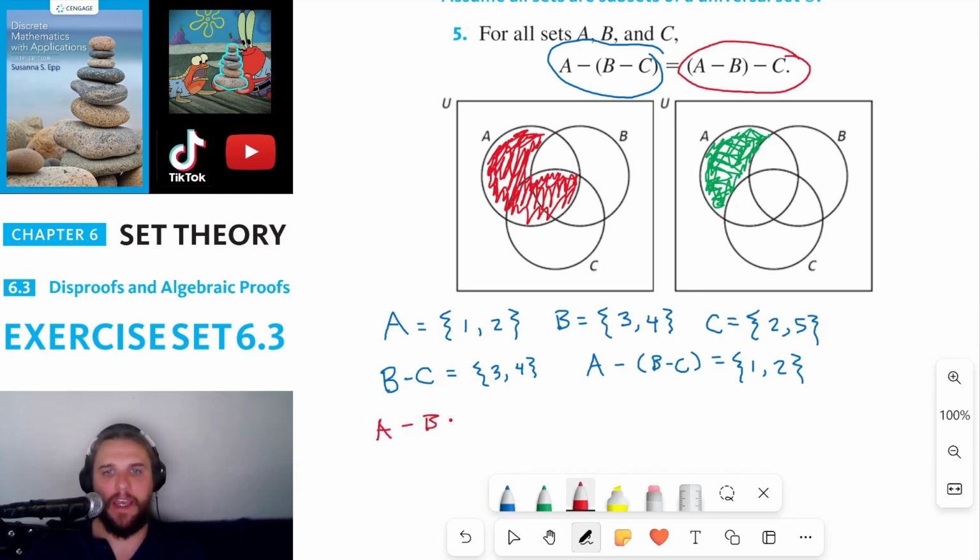Now we can compute the right-hand side separately, starting with A minus B. A minus B is everything in A that's not in B, which is just everything in A. And then we have to take that set and subtract C from that, which means we have to take {1, 2} and remove everything in C, which is just 2.